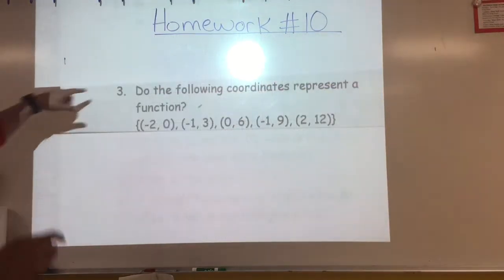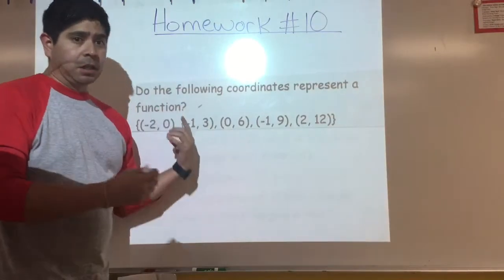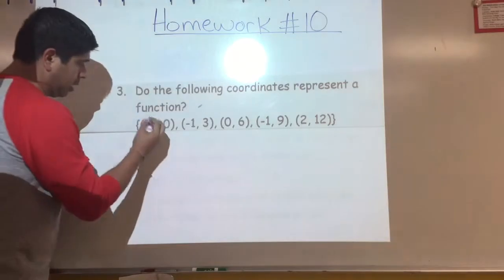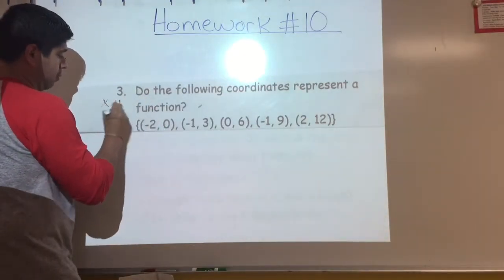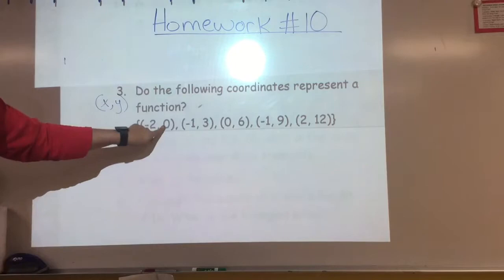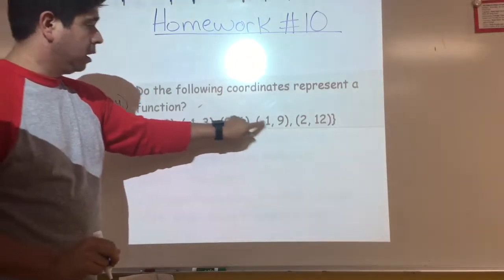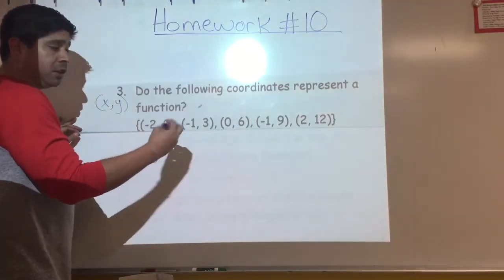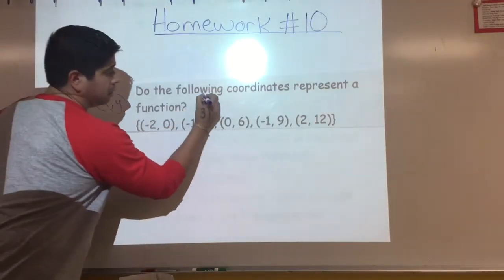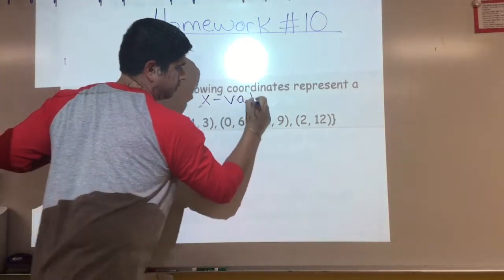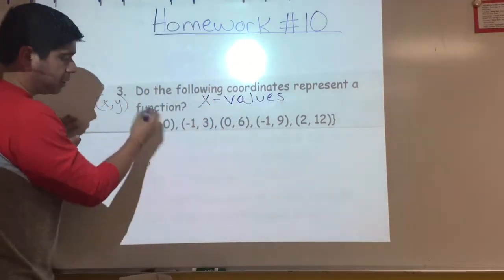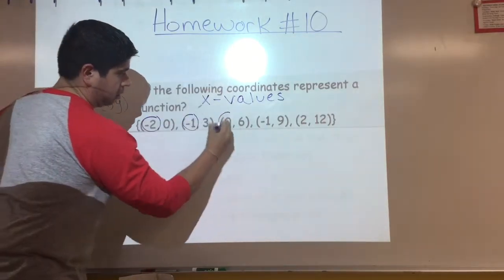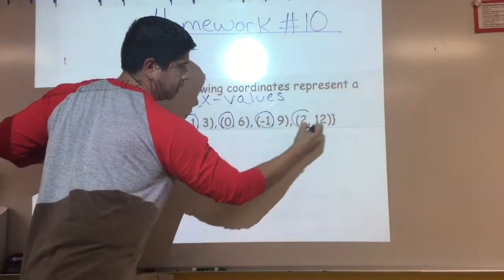All right, number 3 says, do the following coordinates represent a function? So I'm getting my ordered pairs here, okay? It's always going to go X, comma, Y. So X, comma, Y, X, comma, Y, and so on and so on. So remember, function or not a function. What I need to do is look at all my X values. That's the first number in all these ordered pairs. So I'm gonna circle negative 2, negative 1, 0, negative 1, and 2.